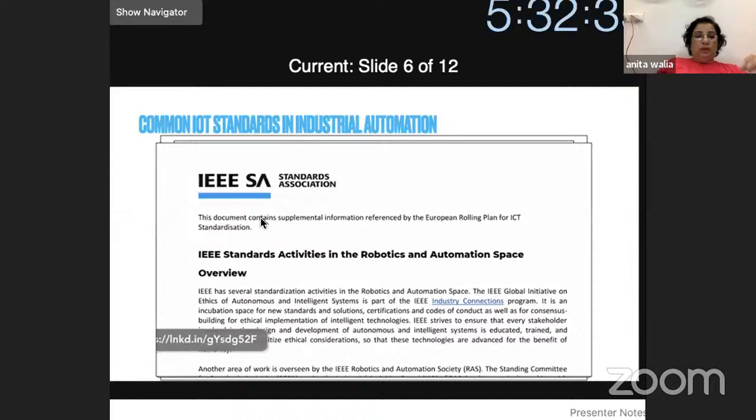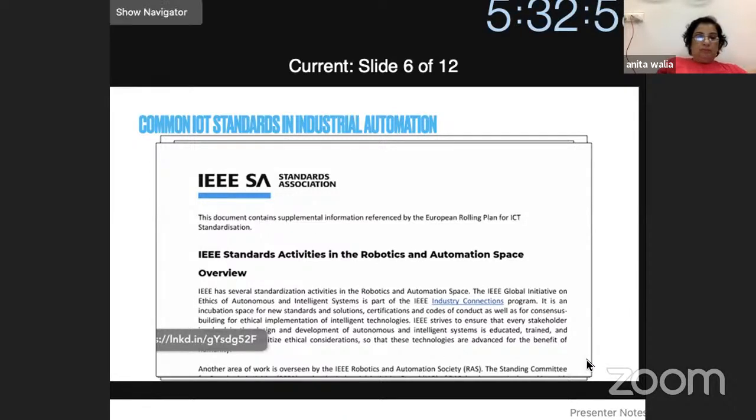Now, there are also certain other standards. For example, this is a site you can go to, called the IEEE Standards Association. It's a universal site where, before developing any industrial IoT solution, you have to know what the standards are. These standards are also for robotics and automation, so they don't only talk about IoT sensors for industry, they also talk about the standards for the use of robotics in industries.